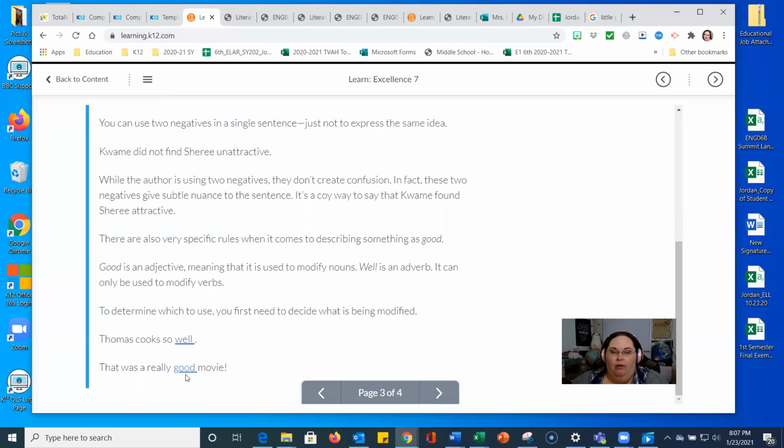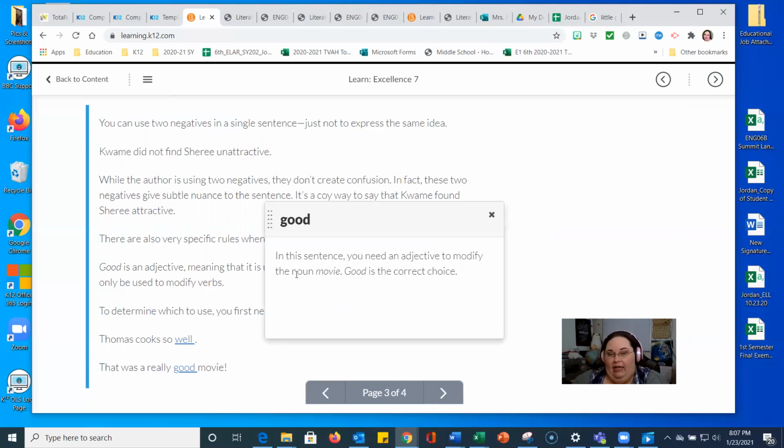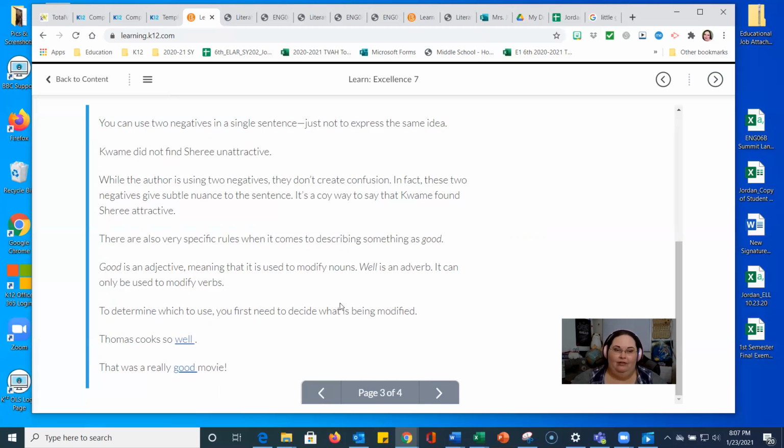That was a really good movie. Good is modifying movie. Movie is a thing, which means it is a noun. So in this sentence, you need an adjective to modify the noun movie. Good is the correct choice. That was a really well movie would be incorrect.